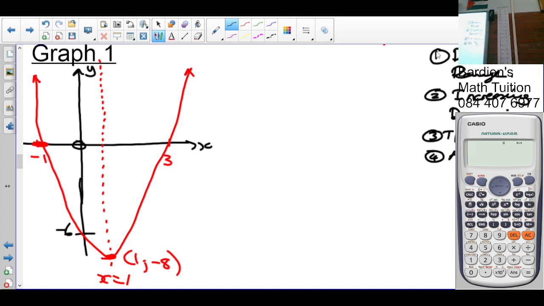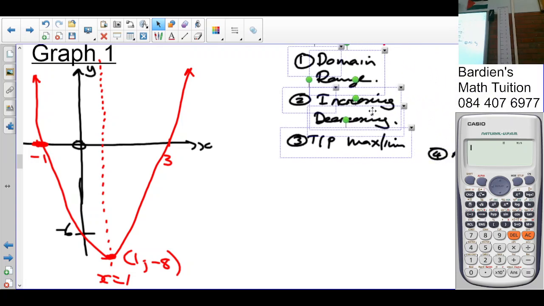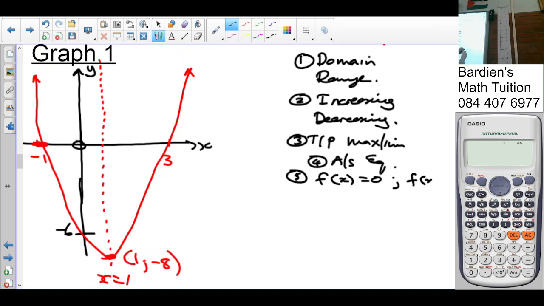Okay? This is behind it first. Let me just pull it over a bit first, then put it back afterwards. The equation of the axis of symmetry. Then we're going to ask ourselves, number 5, where is f of x equal to 0, where f of x is less than 0, and where f of x is more than or equal to 0. Okay?